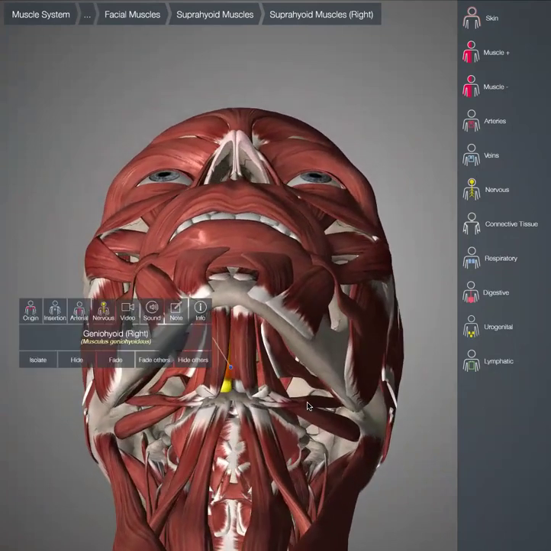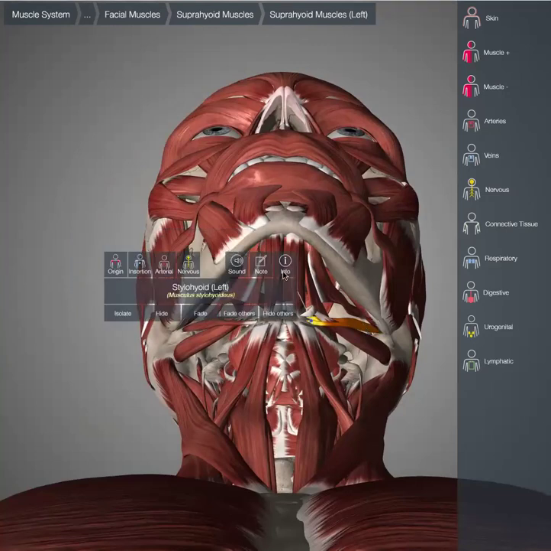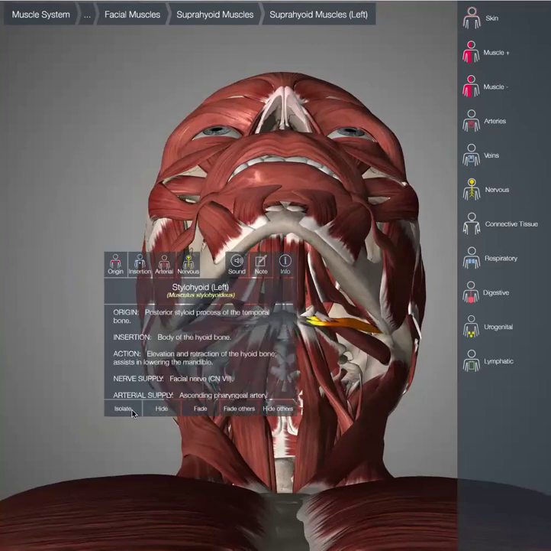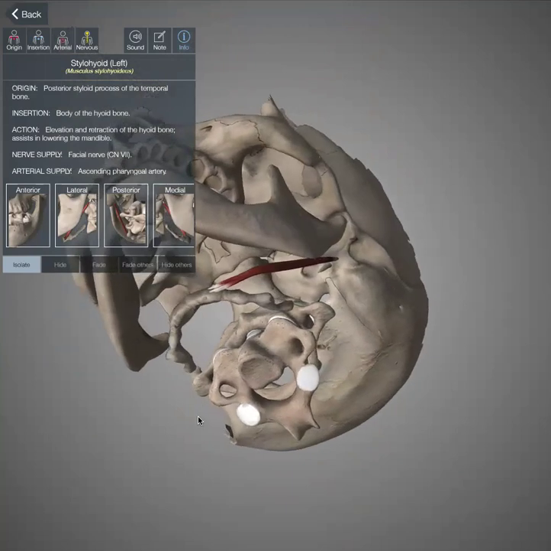Now, we have stylohyoid. Origin, styloid process; insertion, hyoid bone. Action, it elevates the hyoid bone. Nerve supply, the facial nerve.